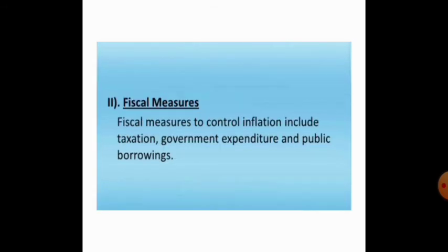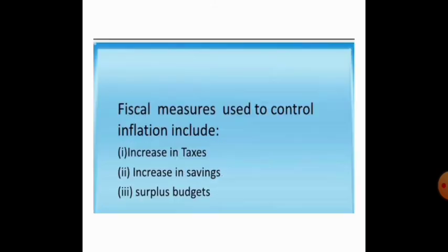Next one is the fiscal measures. The fiscal measures to control inflation include taxation, government expenditure, and public borrowings. So the fiscal methods used are increases in taxes, increases in saving, and surplus budgets. See, nowadays the taxes are very high, but savings are not increasing. Even though in our Indian country so many people try to make savings, we can't save a lot when there is inflation. Before that, we have to save all these things.